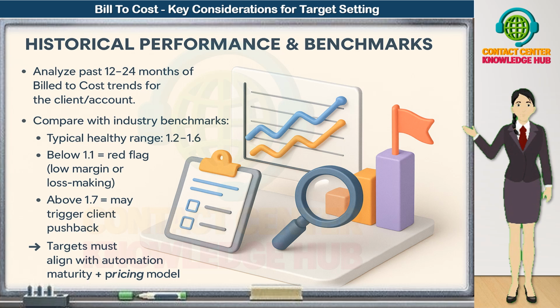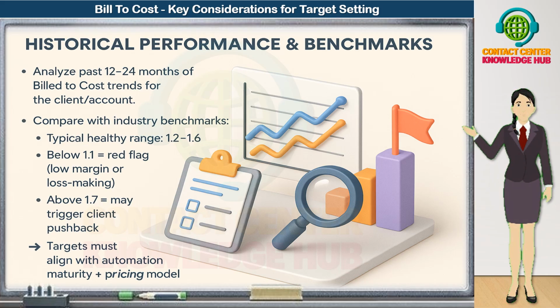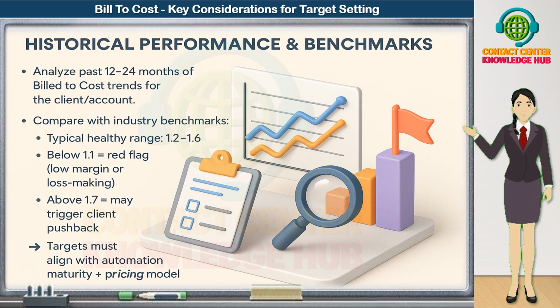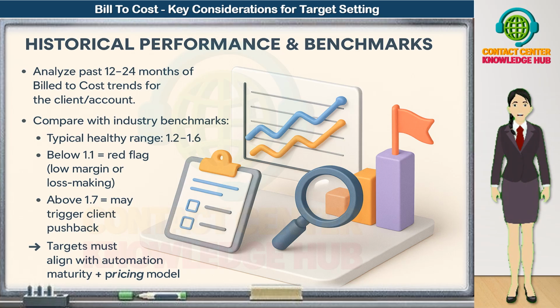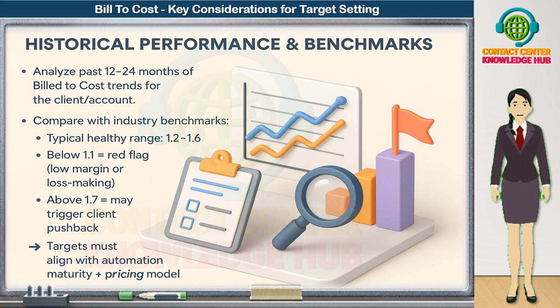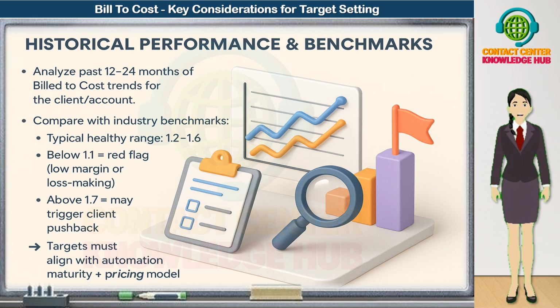Next, compare those results to industry benchmarks. A healthy bill-to-cost ratio typically falls in the range of 1.2 to 1.6. A ratio below 1 is considered a red flag, indicating thin or negative margins and potential financial risk. A ratio above 1.7 may look strong, but can actually trigger client pushback, as customers may question pricing fairness or demand rate reductions. Target setting should always be data-driven and context-aware, grounded in historical performance and aligned with realistic market benchmarks, rather than aspirational or arbitrary numbers.